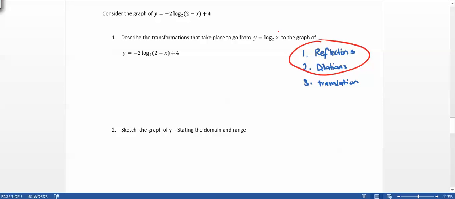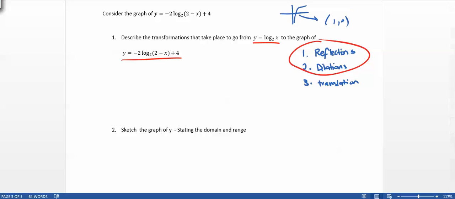We can have a reflection in the y-axis and a dilation in the y-axis of so many units. So, describe the transformation. First of all, how do I go from this graph of y equals log to the base 2 of x to the transformations? Well, first of all, we've got our base form of log x, which looks something like this, and this point there is (1, 0). The first thing we want to look at is the reflection.